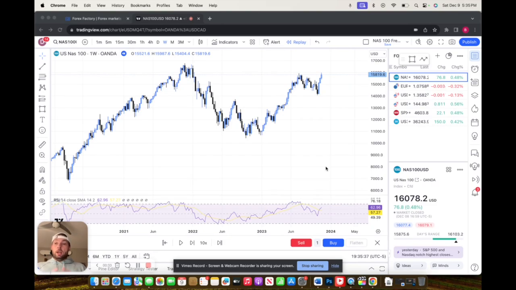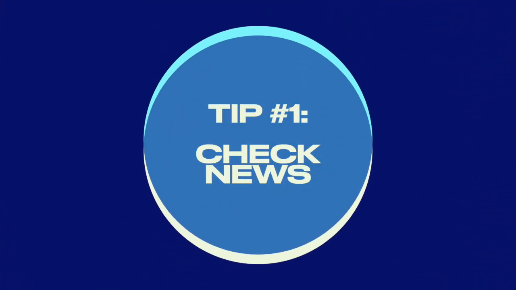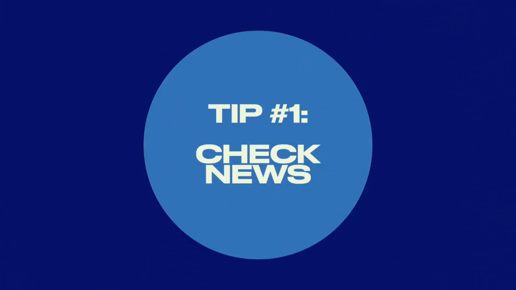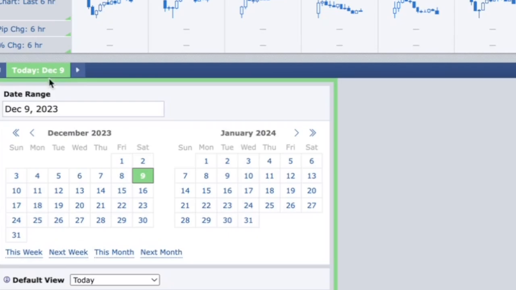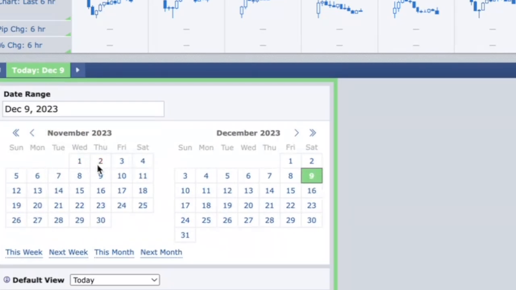So here I have open TradingView, like I said. But before I do a top-down analysis, and I'll get into that in a moment, I would like to highlight one major thing that you should do before you even open a chart for the day, and that is check any news. Specifically, I use forexfactory.com. Basically, it just keeps track of all financial events that are happening.